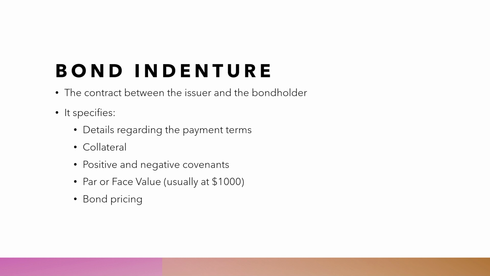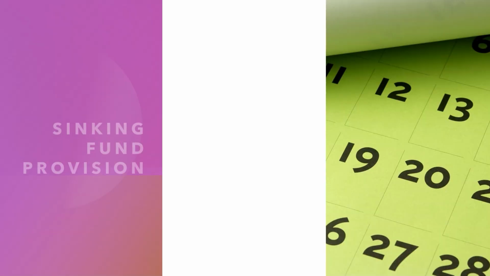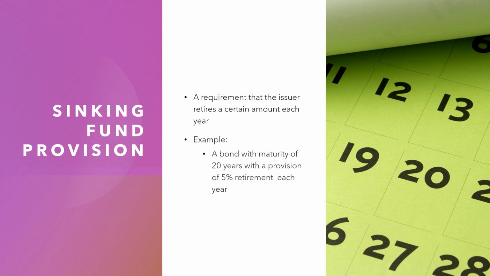Some of the characteristics that differentiate bonds with each other are the following: the sinking fund provision. Sinking fund provision is a requirement that the firm retire a certain amount of the bond each year. This is considered an advantage to the bondholder because it reduces the risk of default. An example would be a 20-year bond that has a provision to retire 5% of the bond each year.